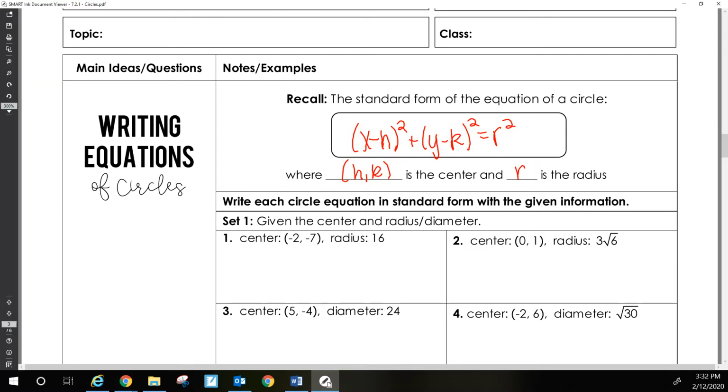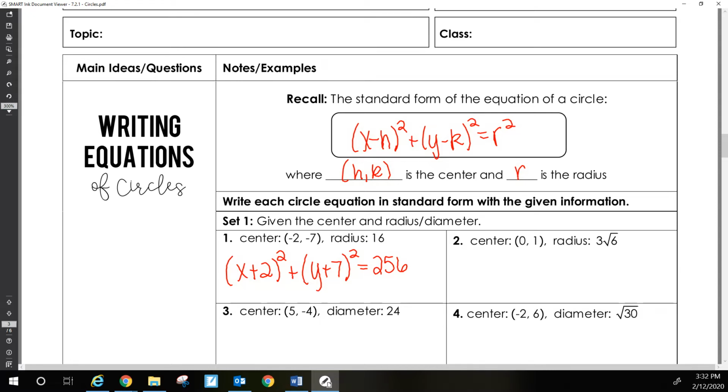So this would be (x minus negative 2) squared plus (y minus negative 7) squared is equal to my radius squared. So what is 16 squared? That would be 256.